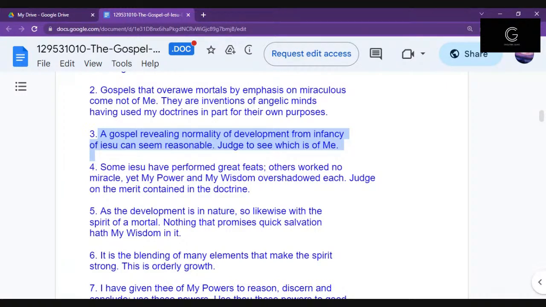Judge to see which is of me. Some iesu have performed great feats. Others worked no miracles. Yet my power and my wisdom overshadowed each. Judge on the merit contained in the doctrine.